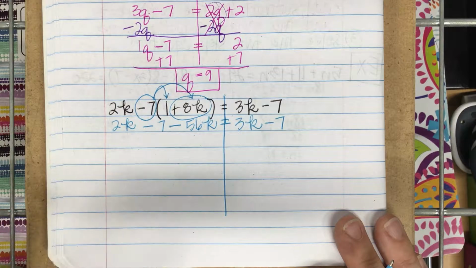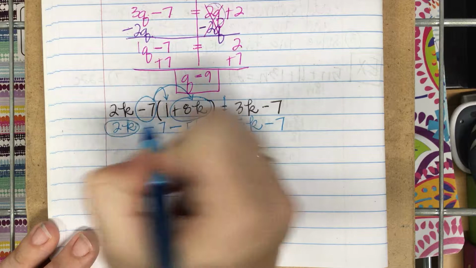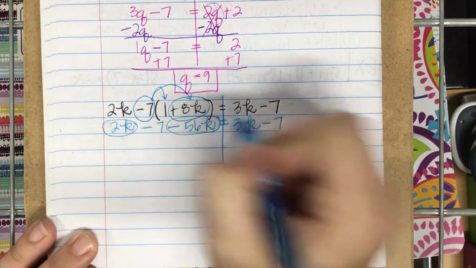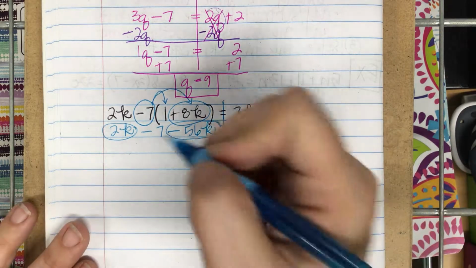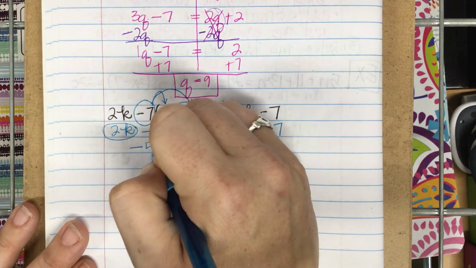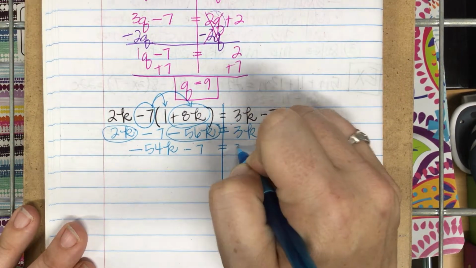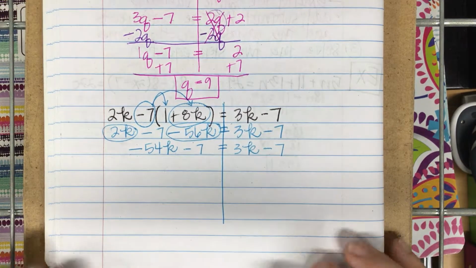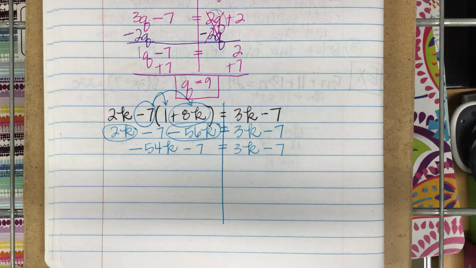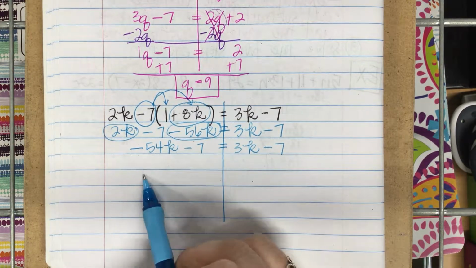All right. Distribute, combine like terms. Yep, I've got 2k and -56k. 2 minus 56 is -54k minus 7 equals 3k minus 7. Do you agree? I'm going to move my smaller variable. Which one's smaller? -54k. If you move that 3k by subtracting 3k and subtracting 3k, you're okay.